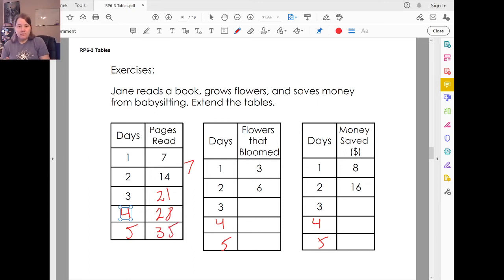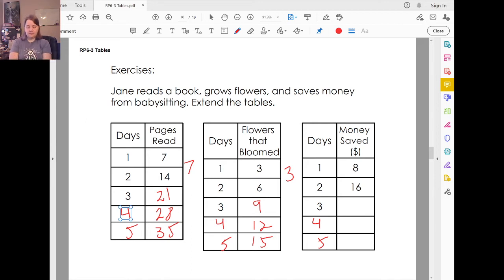Let's take a look at her flowers. If she has 3 flowers bloomed on day 1, 6 flowers bloomed on the next day, that's a change of 3. So it's going to change by 3 each time. 9, 12, 15. Same thing on the other one. Go ahead, pause that video, see what you can do, come back, and we'll talk about it.